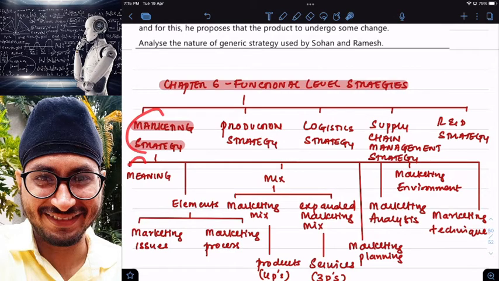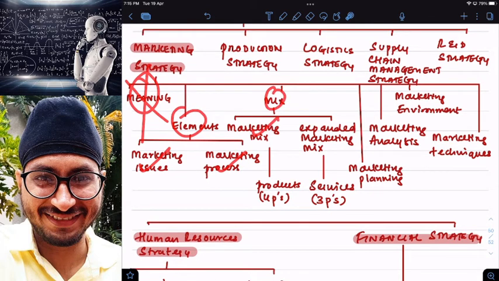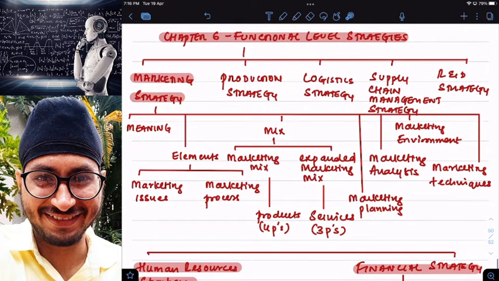We have meaning, elements, mix. Clear? In meaning there is no bifurcation. In elements we have marketing issues and marketing process. In mix we have marketing mix and expanded marketing mix. Marketing mix is related to products, also called the 4 P's of marketing, and expanded marketing mix is related to services, also called the 3 P's of marketing.